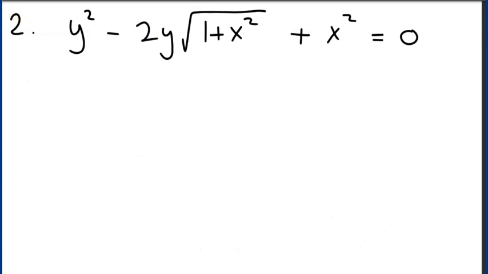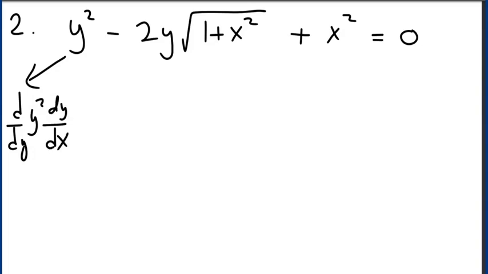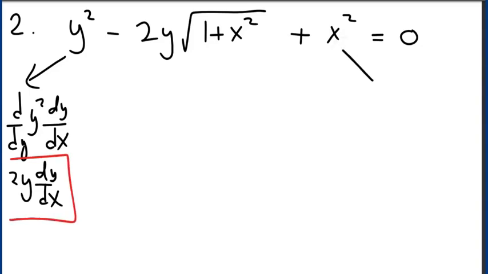Let's look at another example. Again, we will do it term by term. The first term is d/dy, using the chain rule, of y squared times dy/dx. That's going to give you 2y dy/dx. So that's the first result. Now let's do the last one first. That is simply 2x. When you differentiate x squared with respect to x, you get 2x.